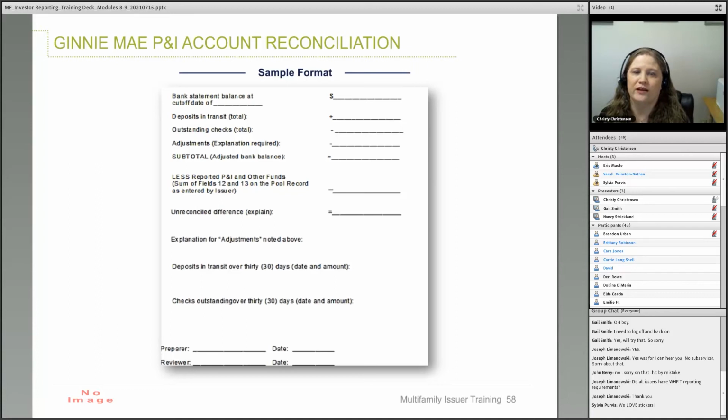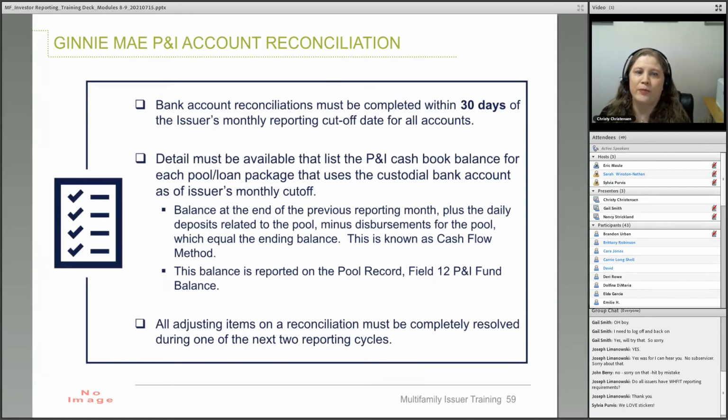Here is a sample format of the P&I account recon. Most issuers build this form in Excel. Bank account recons must be completed within 30 days of the issuer's monthly reporting cutoff date for all accounts. The cash flow method is the balance at the end of the previous reporting month plus the daily deposits minus disbursements, which equals the ending P&I cash book balance. This is reported in field 12 of the pool record and is displayed at the bottom of the pool screen.